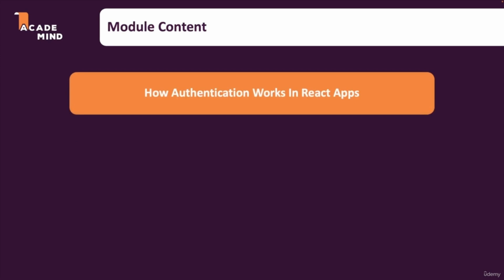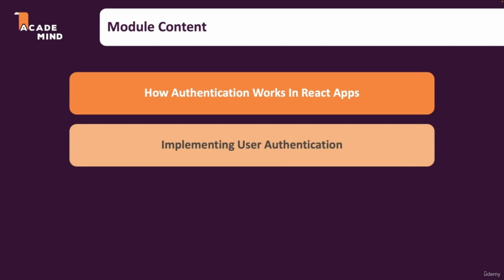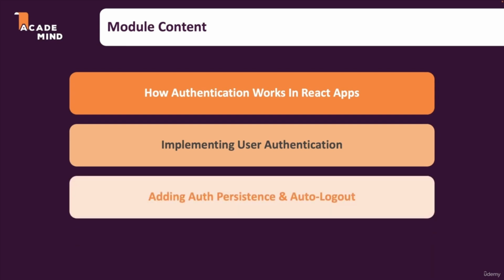We'll then of course also implement user authentication and see how our front-end React app communicates with a backend that enforces authentication. And we'll dive into important topics like auth persistence, which simply means that we want to keep track of whether a user is logged in or not. And we're also going to explore how we can automatically log out users after a certain time span.